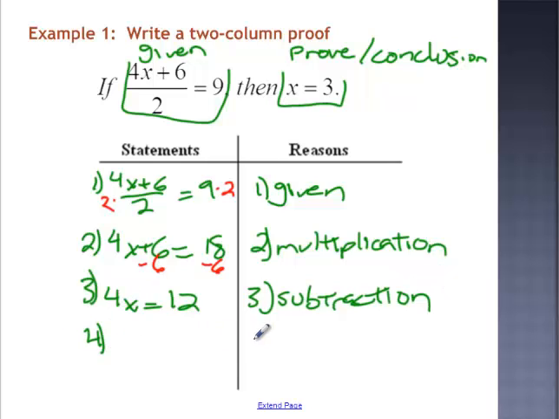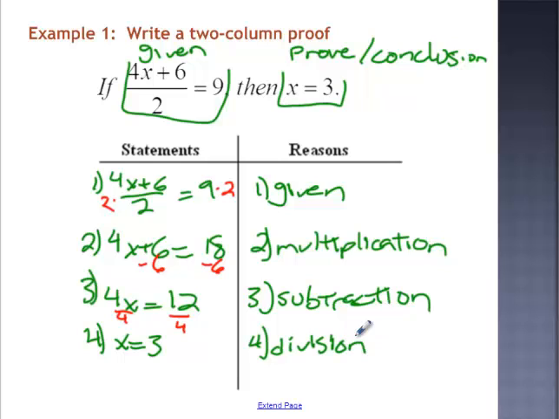Number 4. Still got to get x by itself, so how do I get 4 out of there? I've got to divide by 4, and I'm left with x equals 3. Now how did I get to x equals 3? It's the part in red. It was division.